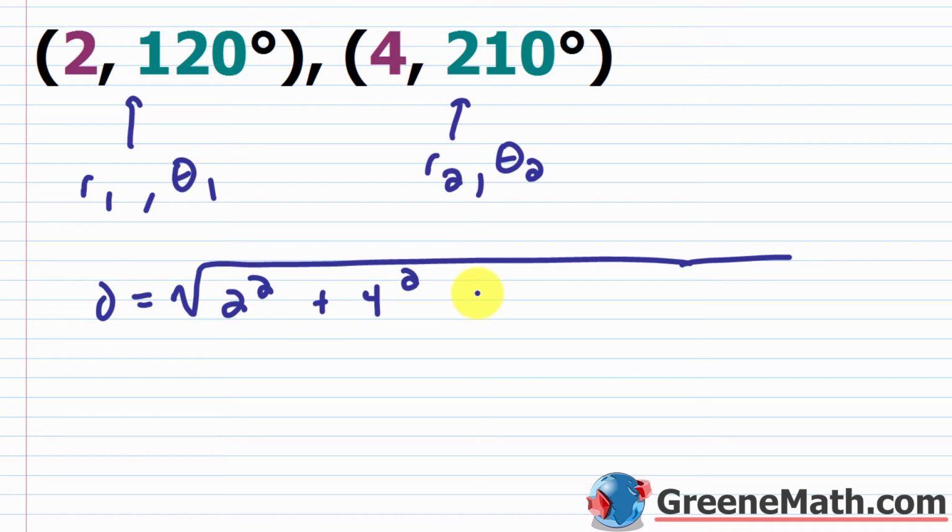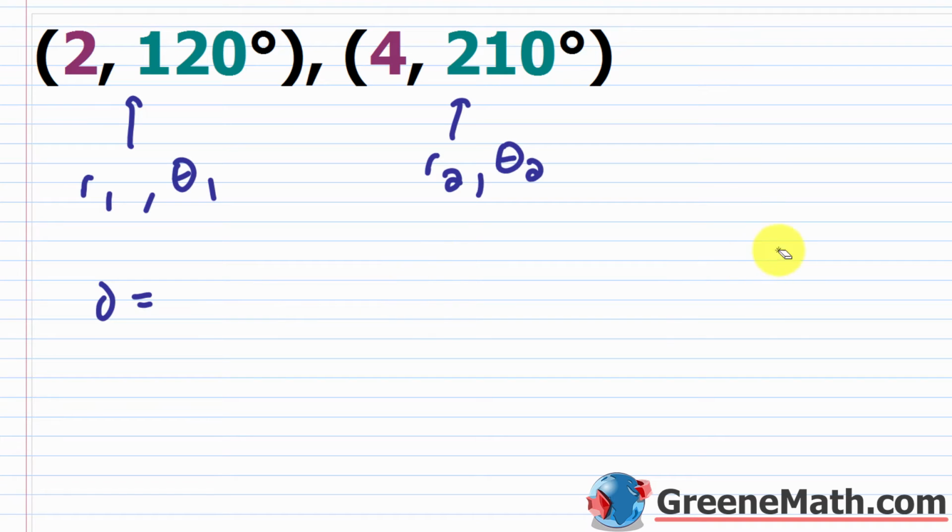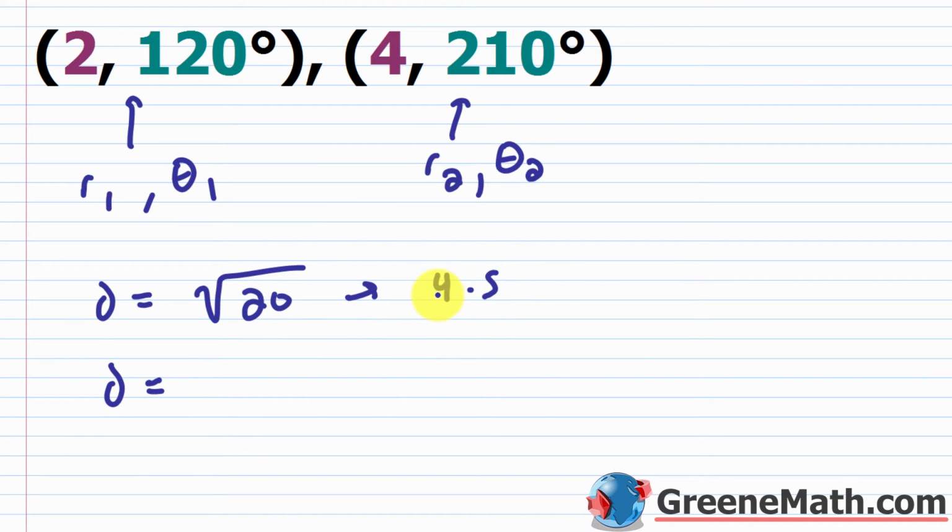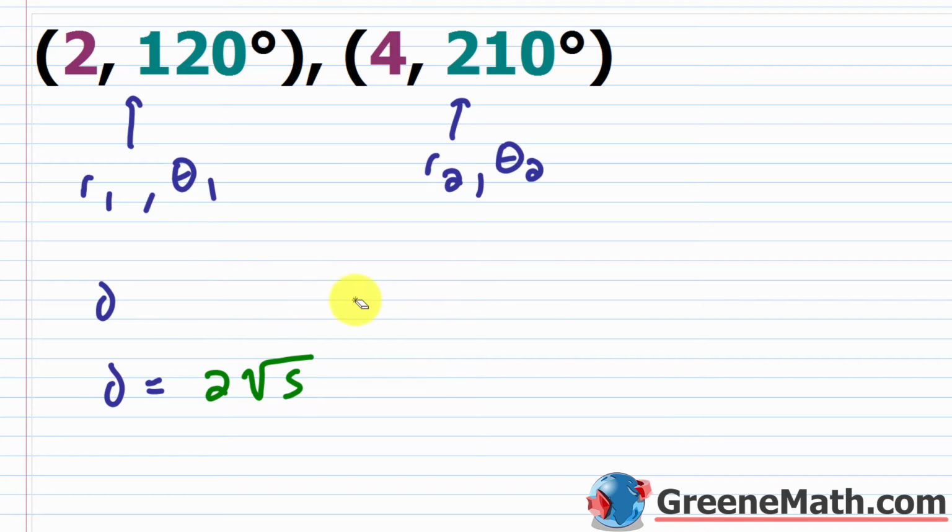So here we're just going to have the square root of 2 squared plus 4 squared. So 2 squared is obviously 4, and 4 squared is obviously 16. And if we add those together, we would get 20. So the square root of 20, remember you can simplify this. We could say d is equal to, this would factor into 4 times 5, and 4 is a perfect square. So basically I can say this is 2 times the square root of 5. That's going to be my answer for the distance between these 2 points.